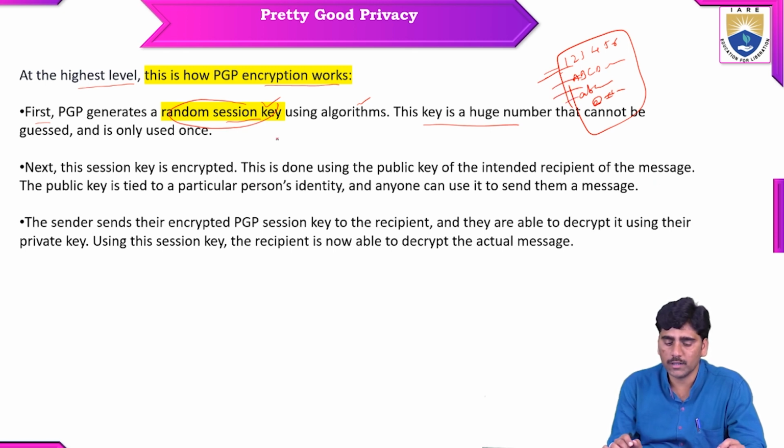After the random session key is generated, it is only used once. Next, this session key is encrypted. The random session key which was generated has to be encrypted using the public key. This is done using the public key of the intended recipient of the message. So the session key is encrypted with the help of the intended recipient's public key.